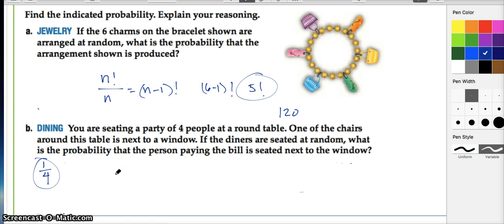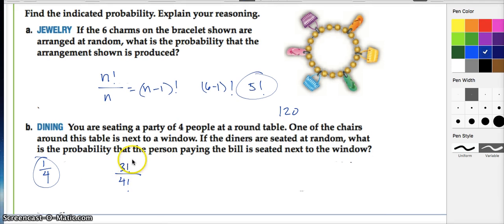Another way of looking at it, if you consider all the possibilities, is that there are 4 factorial different ways to organize these people at the table. There's one thing that I want: the person paying the bill to be at that window. There are 3 factorial ways of placing the other people, which leaves 1 out of 4.